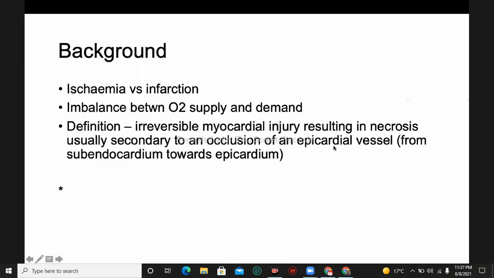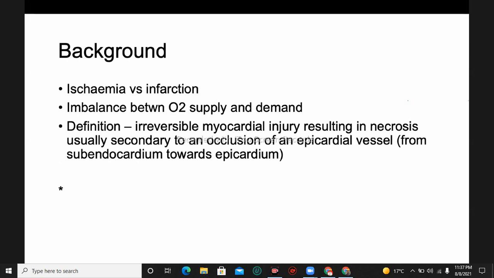So the background for coronary artery disease is that you have to know the distinction between ischemia and infarction. And I think when you did your pathology, you definitely learned about the difference between the two. Ischemia is reversible, infarction is not. So there's an imbalance between the oxygen supply and the demand. So this time, because we're talking about the heart and the myocardium, there's an imbalance between the supply of blood to a part of the myocardium. So the oxygen supply and nutrient supply is compromised and the demand there is high.